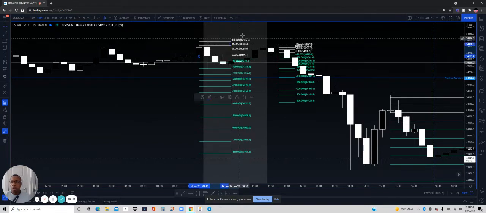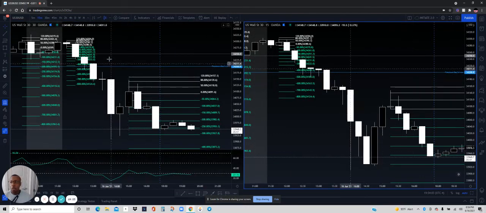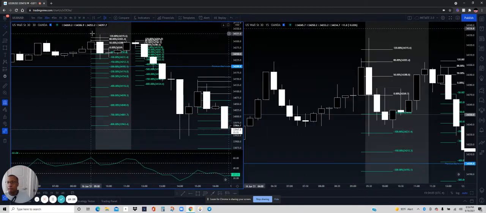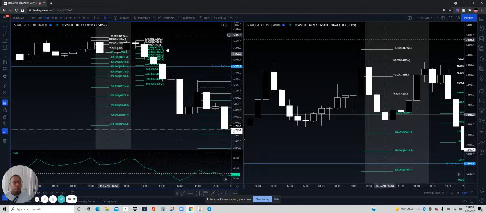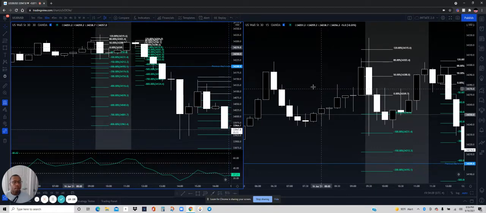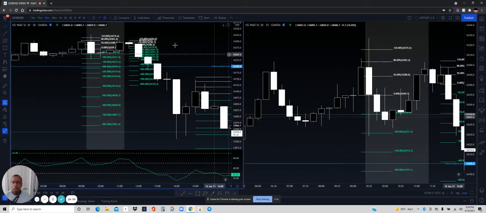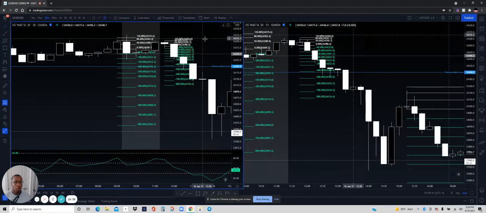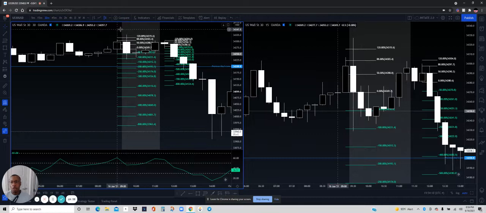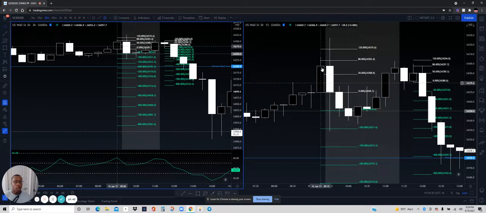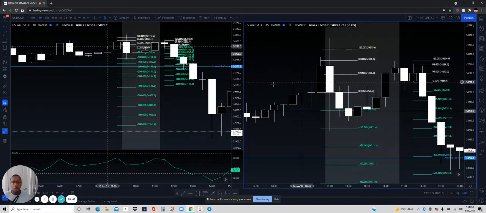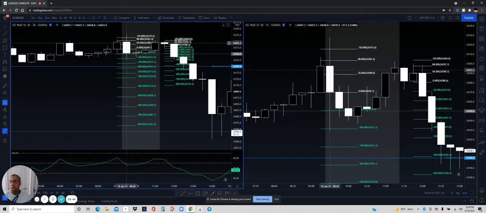M15 measurement. Yeah, this ended up being a scalp. I remember this, and I ended up taking profit super early on this just because, I don't know, it just felt right. And as you can see, price ended up pulling back a good amount. Okay, so we have the M30 measurement here.